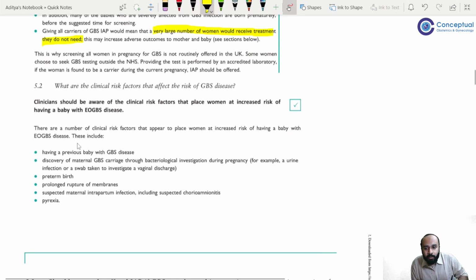So if the patient gives history of a previous baby with GBS. Now the problem with Indian patients is that a lot of women who are under the low socioeconomic strata, they don't have records of their previous deliveries. Let alone their babies, उनका खुद का भी record नहीं होता है, तो baby का क्या ही file maintain करेंगे.